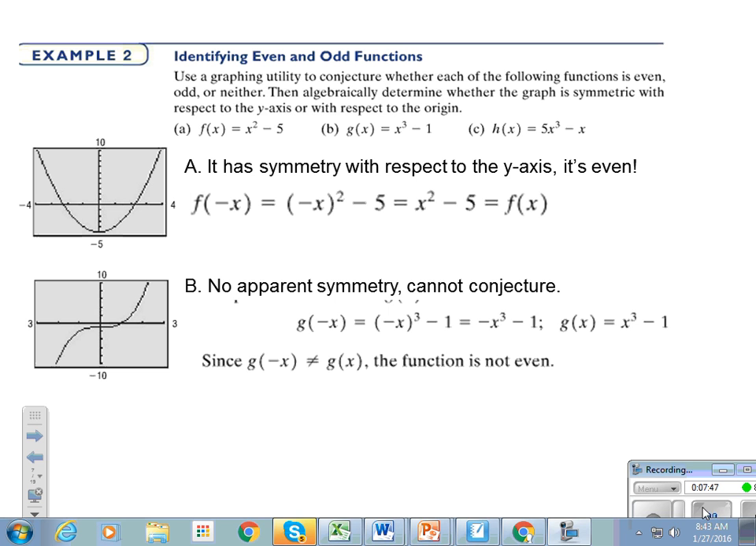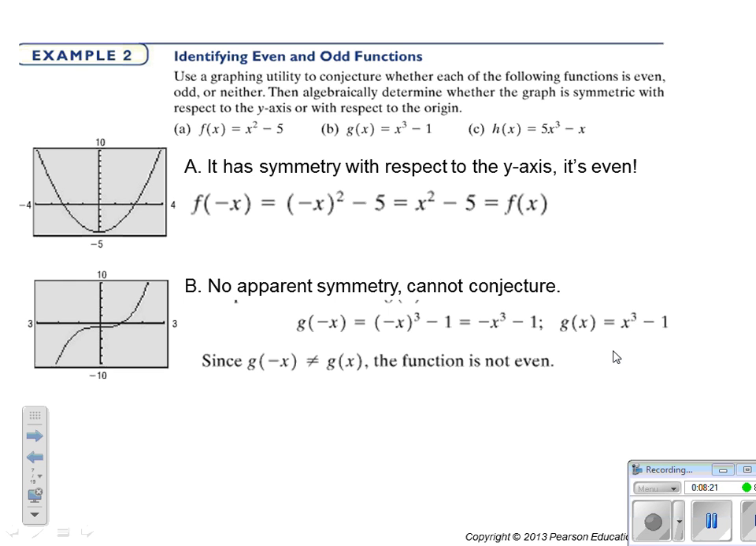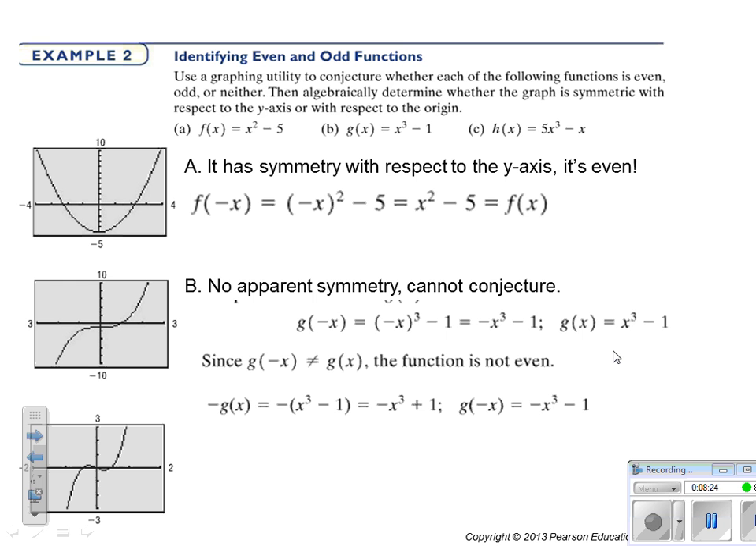So I'm not going to even test it for being even because it is not symmetric with respect to the y-axis. So if we replace x with negative x and we cube it, we get negative x cubed minus 1. We look at the opposite of g of x. The opposite of g of x would have been negative x cubed plus 1. That is not the same as what we got when we did our symmetry test. So we know it's not even. We know it's not odd either. So this one is neither even nor odd.